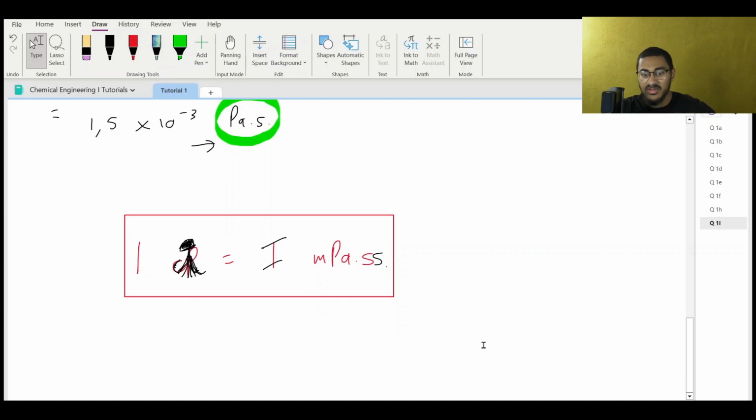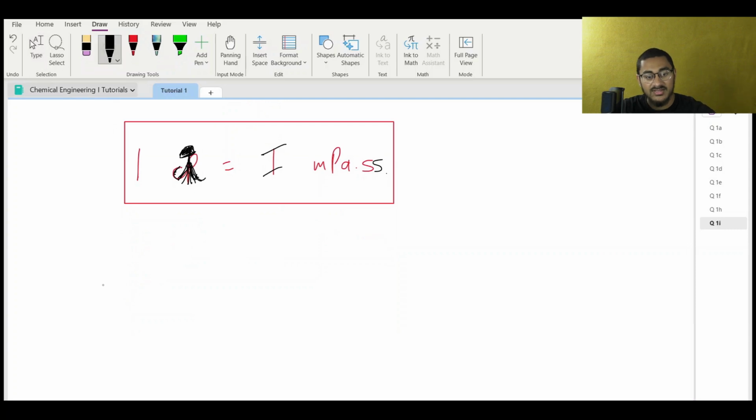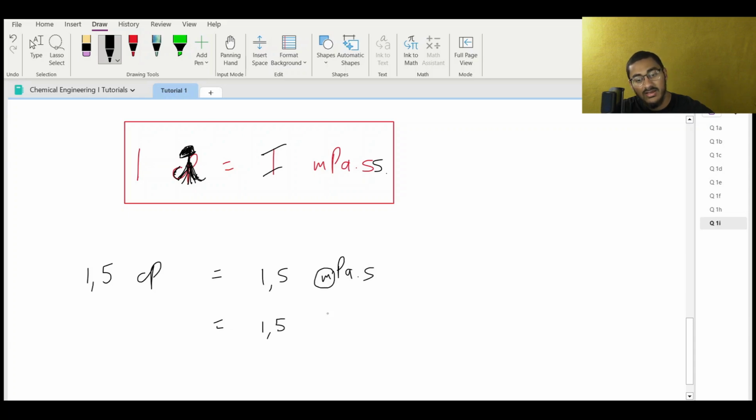So let's just try this example again using this conversion, right? Someone tells me, "Hey dude, I've got a viscosity of 1.5 CP." You immediately say, okay, 1.5 CP is exactly the same as 1.5 millipascal second. And remember, I told you my brain doesn't compute with prefixes. So this milli is going to change to times 10 to the minus 3. And then Pascal seconds is left over. And just like that, in a split second, you can convert from CP into Pascal seconds, which is the base unit in the SI system.